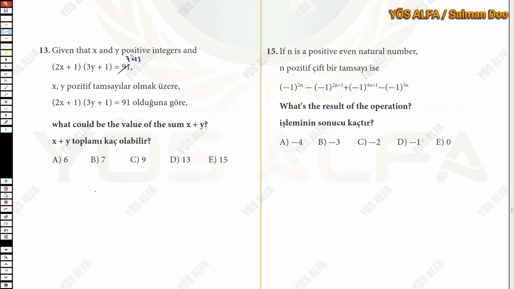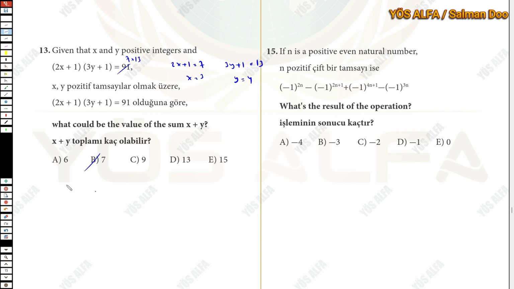Let's solve it one by one and see which of these agrees with the solution given here. If 2x plus 1 is equal to 7, then 3y plus 1 is equal to 13. So x is 3 here, y is 12 over 3, which is 4. So 4 plus 3 is 7. So we have our answer.